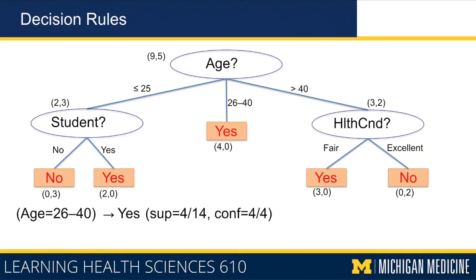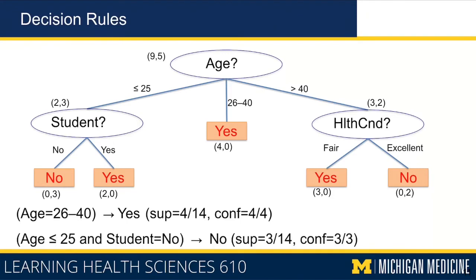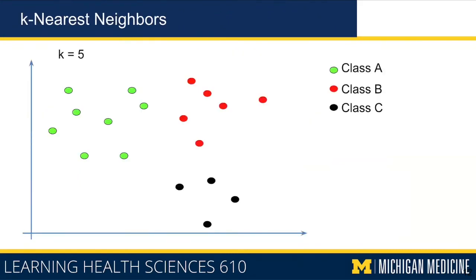We could infer decision rules from decision trees. So if age is between 26 and 40, the label is yes. It has a support of 4/14. That means 4 instances out of 14 come down that path. And of all the instances that come down that path, all 4 of them have this rule to be true. So the confidence of the rule is 100%. Another rule would be age less than 25 and student no. The label is no. The support there is 3/14. So 3 of the instances come down that path, and for all of them that come that route, the confidence is 100%.